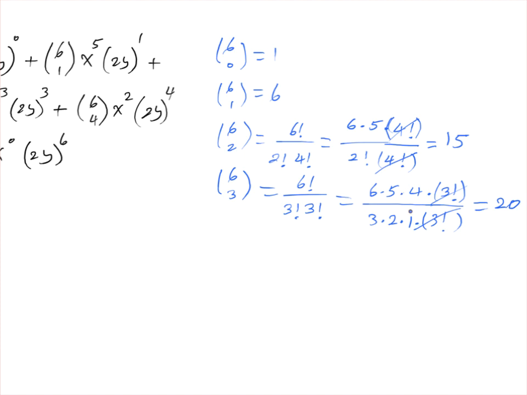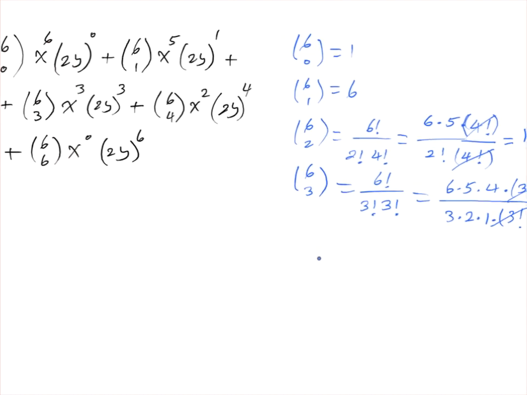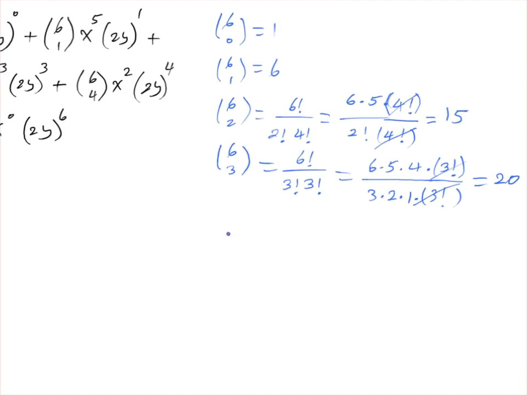You know, they're easy to simplify. And then the next one would be 6 choose 4. And that is the same as 6 choose 2.